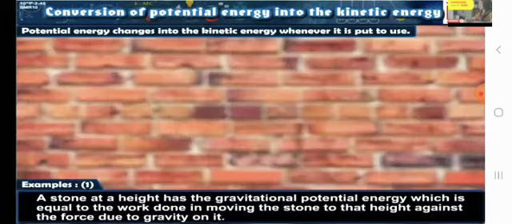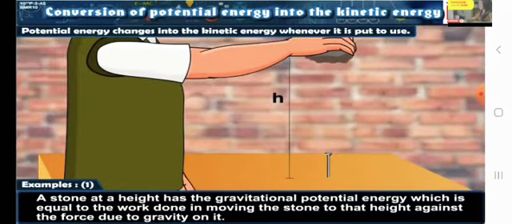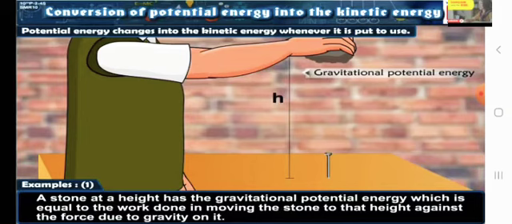Conversion of potential energy into kinetic energy. Potential energy changes into kinetic energy whenever it is put to use. Examples: 1. A stone at a height has gravitational potential energy which is equal to the work done in moving the stone to that height against the force due to gravity on it.